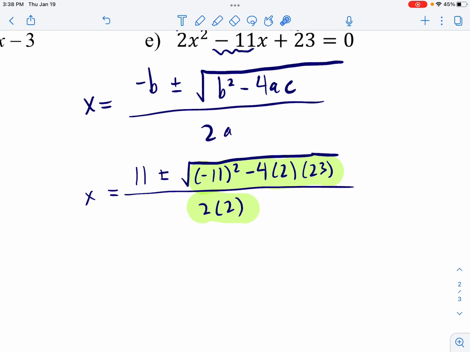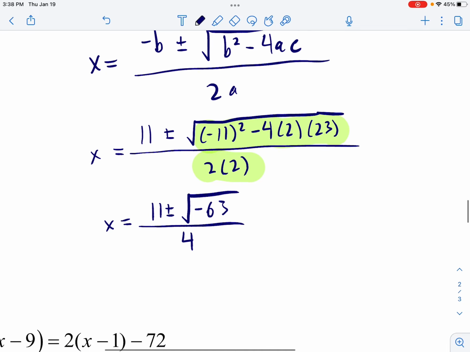I'm just going to crunch this green part in my calculator, the part underneath the square root. So negative 11 squared minus 4 times 2 times 23. All right, that gives, so x equals 11 plus or minus that green number crunched down to negative 63. And then 2 times 2 in the bottom is 4.